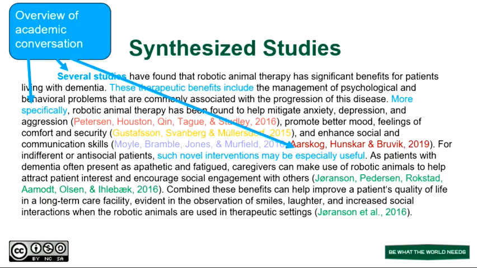So if we take a closer look, we see how we have some reference to that broad overview of the academic conversation. So we have reference to several studies, for instance. We have reference to these novel interventions. So we have a sense of the scope broadly of the research that has been done and has been presented to our readers.